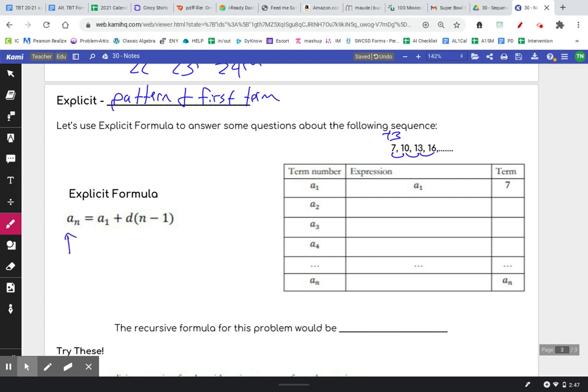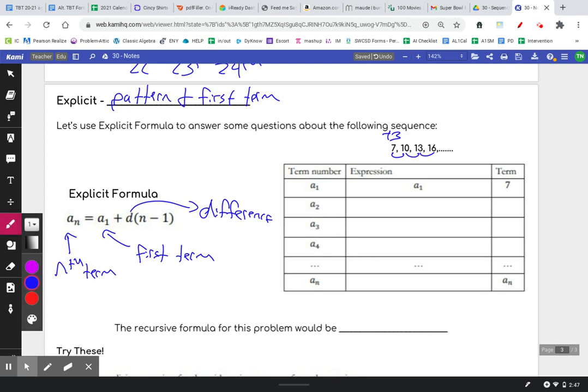A sub n is just, again, still it's the nth term. Okay, a sub 1, we need to know what the first term is. And then d again is the difference. So the only new thing we're looking at on this is this first term, which is given to us. We see it. The first term is 7, okay?